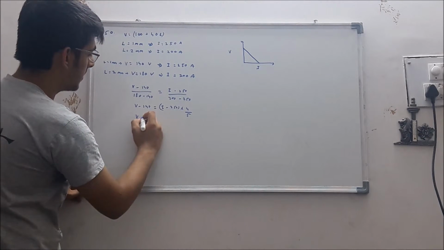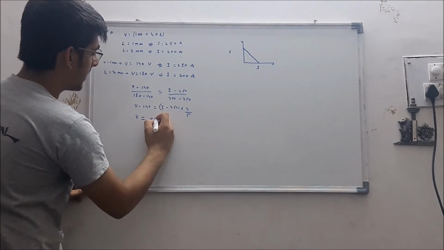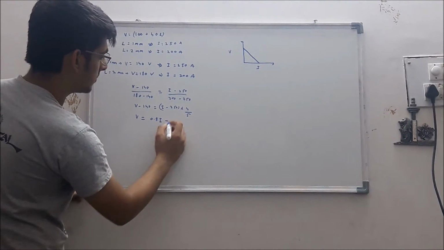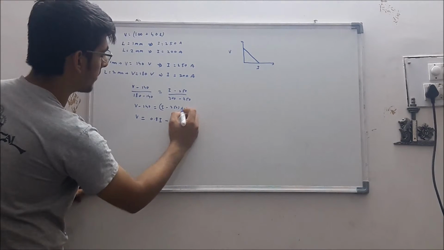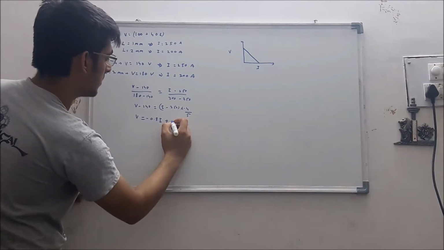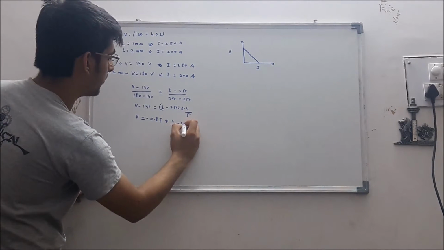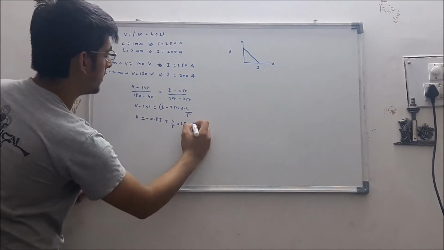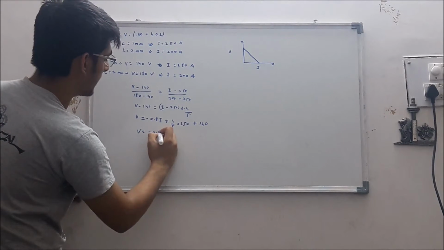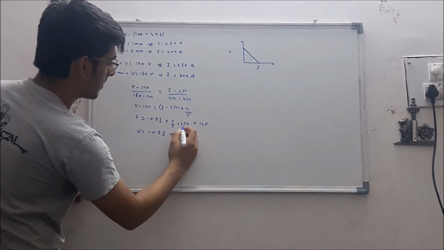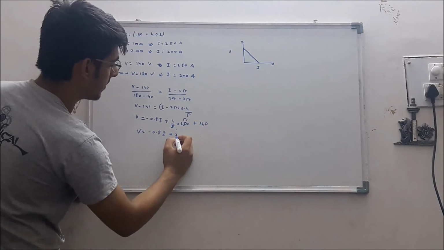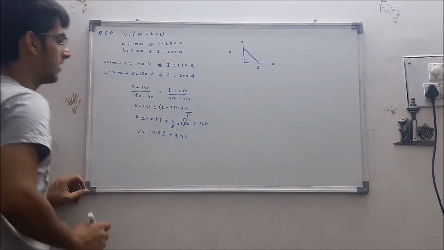So this will be V is equal to 0.8 I, minus, this is negative, so minus 4 by 5, so minus 0.8 I plus 4 by 5 into 250 plus 140. So V is equal to minus 0.8 I plus 200 plus 140, that equals 340.